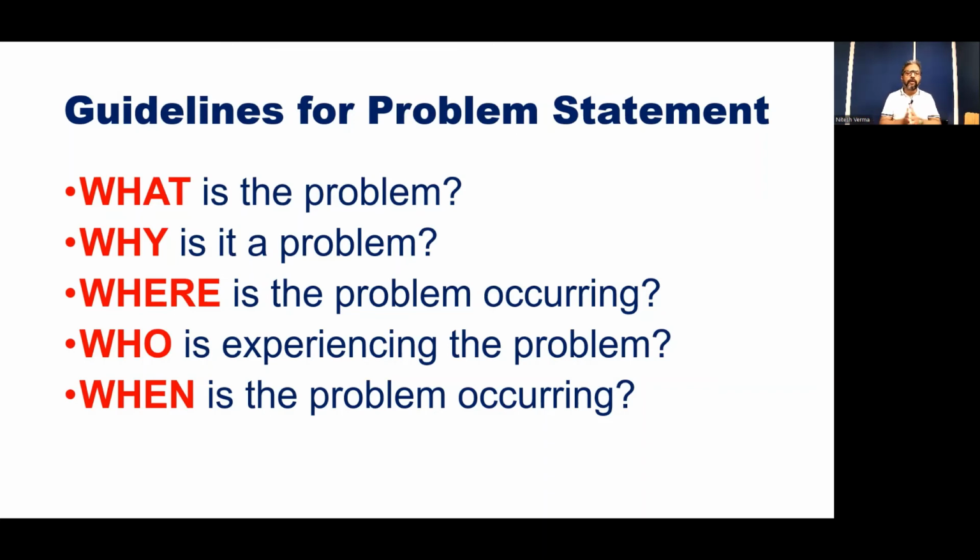This guideline comes from Six Sigma DMAIC. So what is the problem? Why is it a problem? Where is the problem occurring? Who is experiencing the problem? And when is the problem occurring? So follow these guidelines. It doesn't always have to be exactly this, but ensure that any problem statement is not dumb. Statements have to be concise.